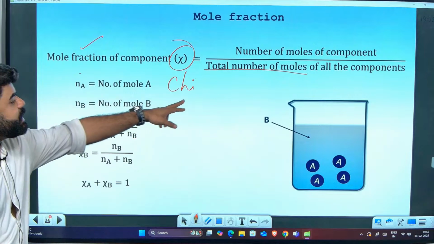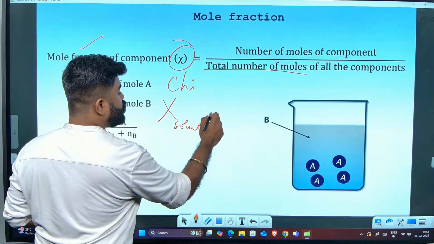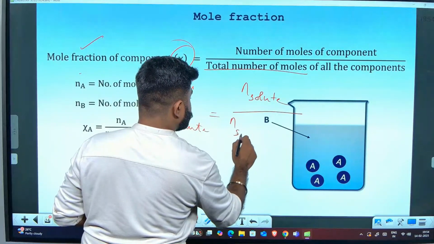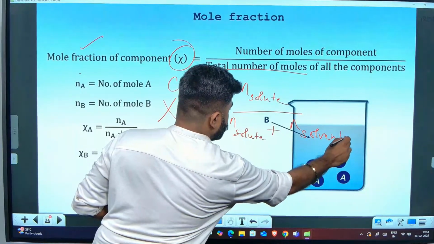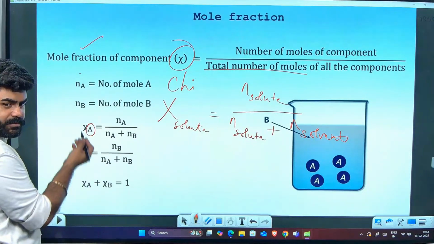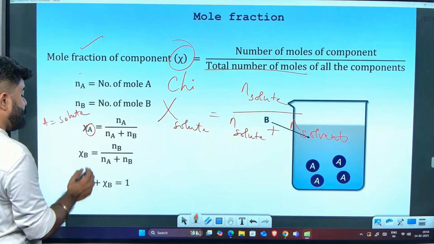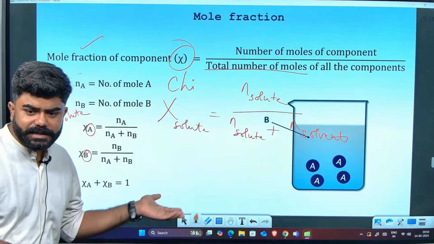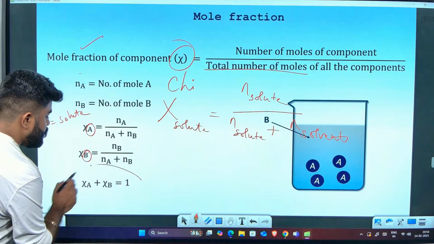So psi of solute, what is it, how can we write it? We can write it like this: psi of solute is equal to number of moles of solute divided by number of moles of solute plus number of moles of solvent. Or you can take it as A and B. A can be taken as solute and B can be taken as solvent. So the formula will become Na by Na plus Nb. For solvent, Nb by Na plus Nb.